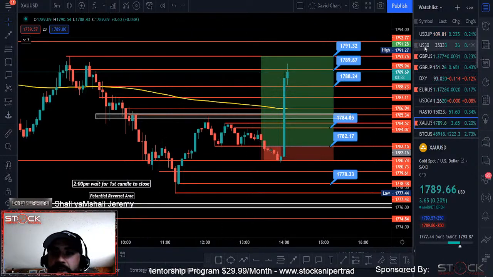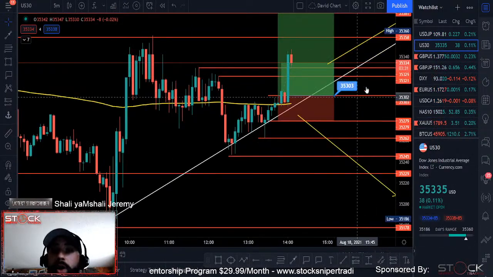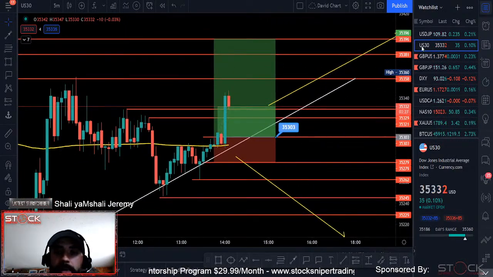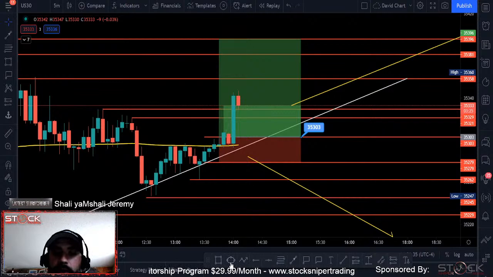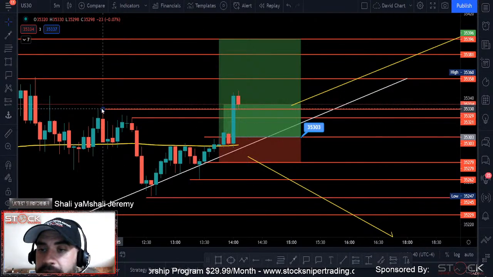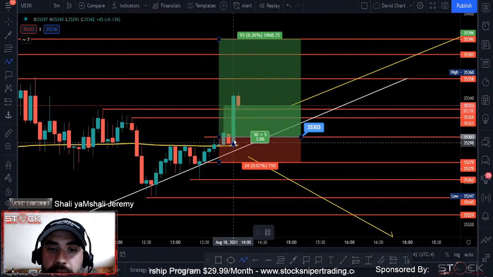Okay, guys, this is nice. Let's check out US 30. Okay, guys, cool. US 30 is doing a nice movement here. What I mean by this is it's breaking above. You can see this previous support is now resistance. So 35,330. They pushed it right up.